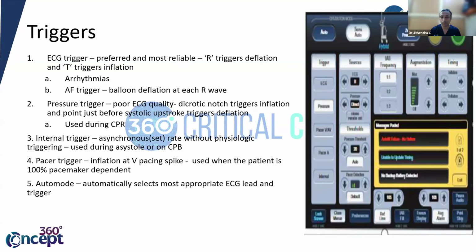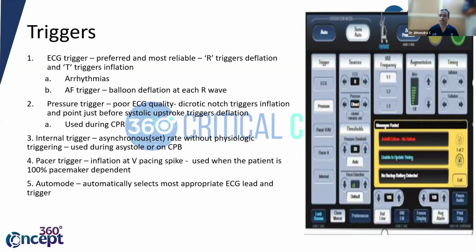So this can also happen when your patient is on cardiopulmonary bypass. We all know there is a non-pulsatile flow during cardiopulmonary bypass. So during that time, during asystole or during CPB, when your ECG and arterial trace are not great, then you will put this patient on internal trigger and your patient will be supported by IABP with a basic internal rate. Usually it will be at a rate of around 80 beats per minute.